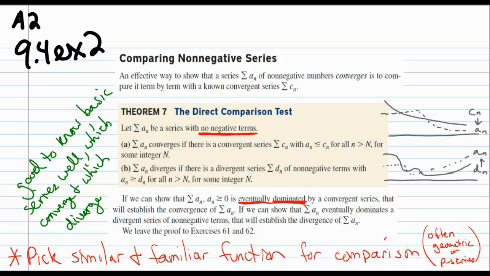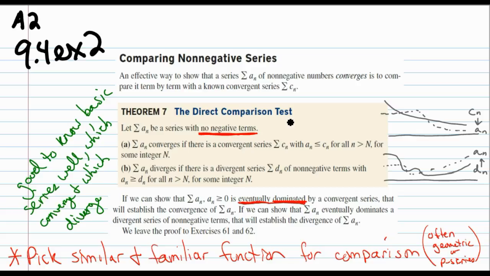By the way, there's going to be about 9 tests in this unit, so hang on, we've got a few more to go. The direct comparison test is exactly that. We're going to directly compare the series we're trying to test to another series that we're familiar with. First of all, we have to have a series with no negative terms, as opposed to an alternating series, which you will see in section B.